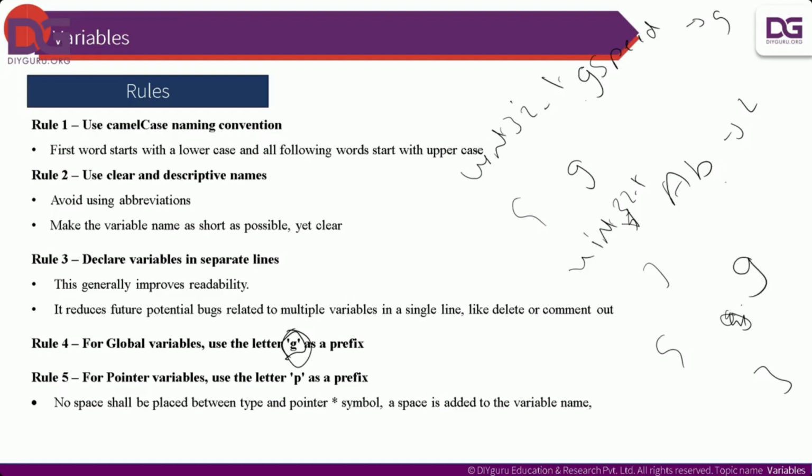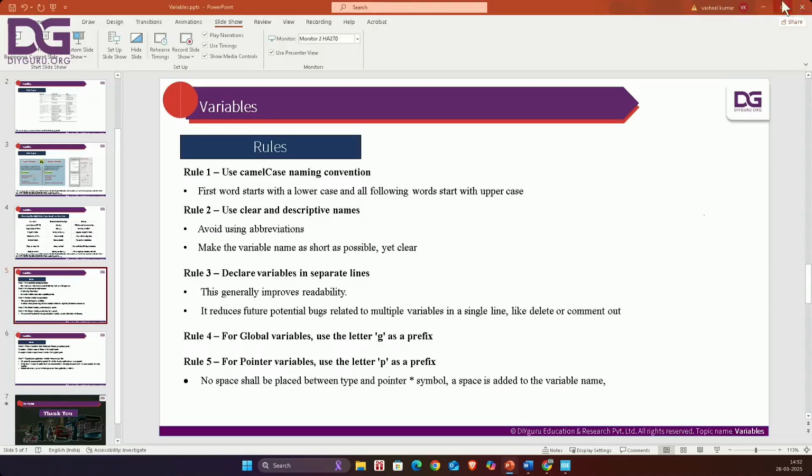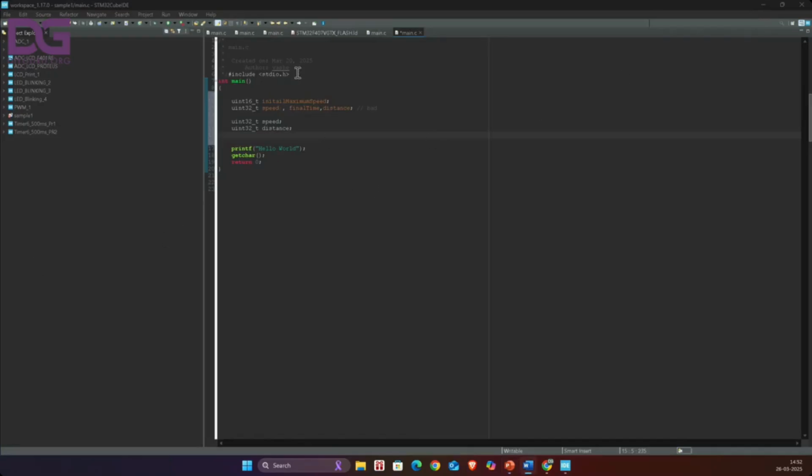Okay, so let's see here. So this is your local variables. Now for global variables, same thing. Okay, uint32_t, you just put g acceleration. Okay, g acceleration. So this is your global variable. So now we can find that this is a global variable. Then these are local, these are global.